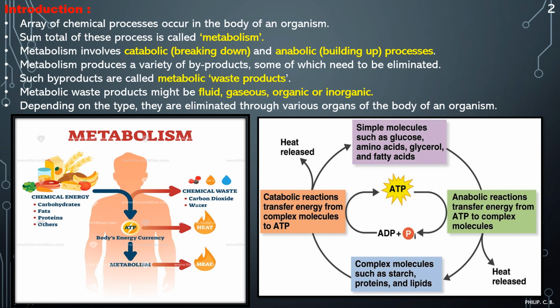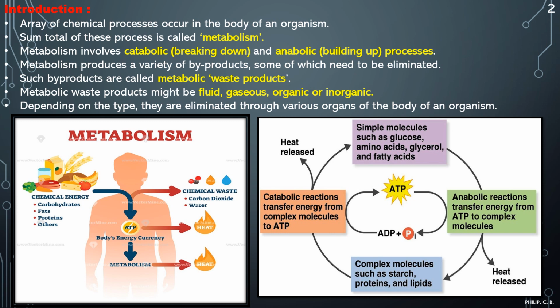Now in the present slide you can see two images. One is metabolism, where you can see the chemical energy of carbohydrates, fats, proteins, others, and chemical waste, carbon dioxide, water, and where ATP is formed along with heat released. The ATP, which is the body energy currency, is further broken down along with heat being released.